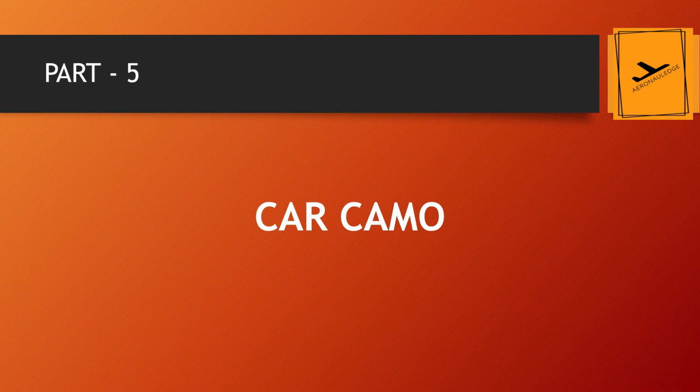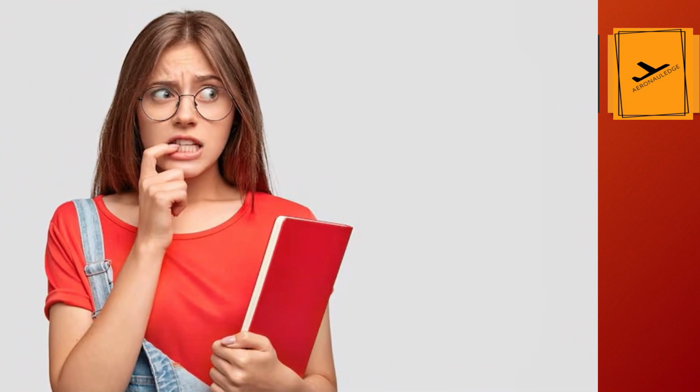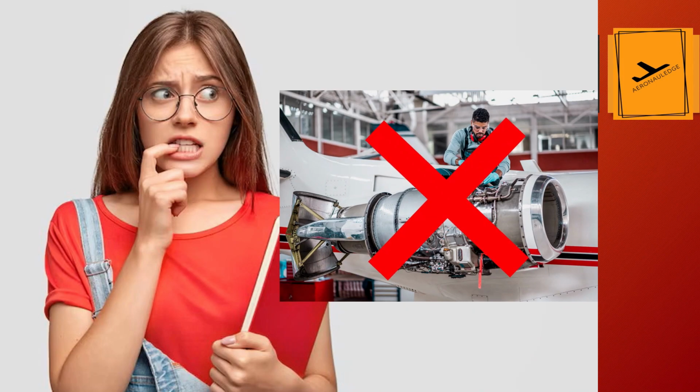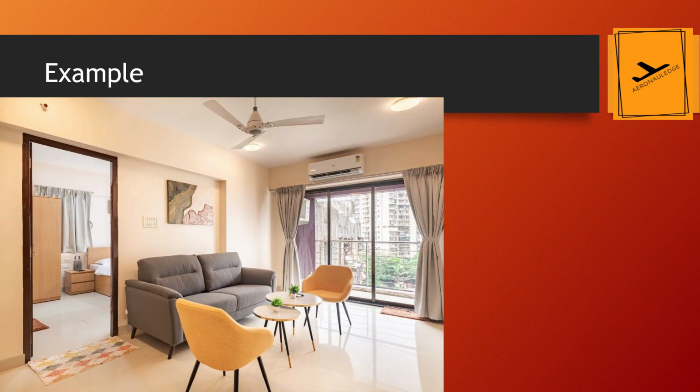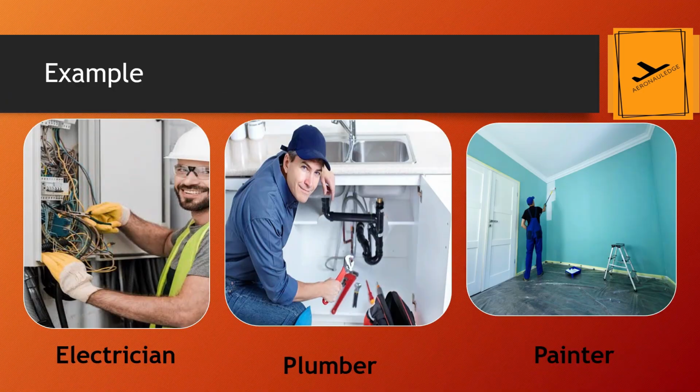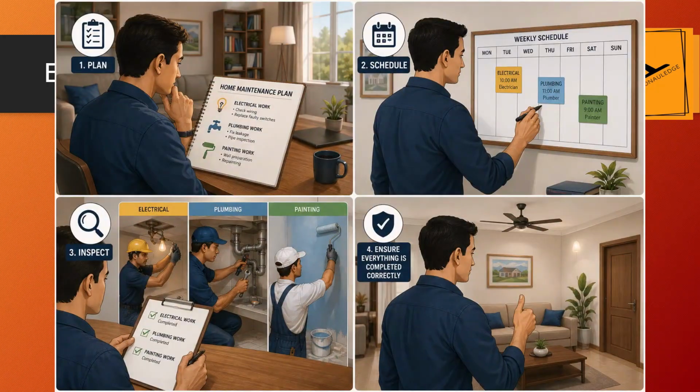This is where most students become confused. CAR CAMO is not about maintenance, it is about managing maintenance. Very important distinction. Example, imagine you own an apartment. You hire an electrician, plumber, painter, but you don't perform the work yourself. You only plan, schedule, inspect, and ensure everything is completed correctly. That's exactly what CAMO does.